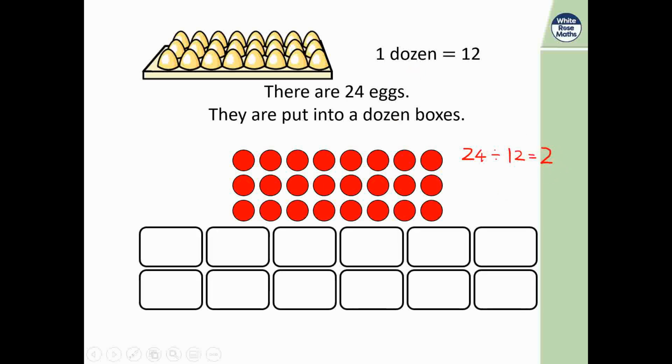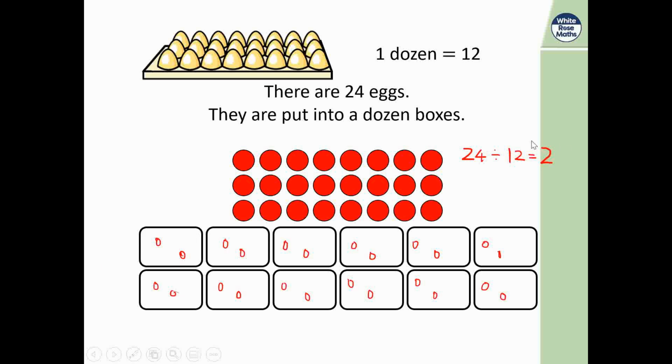Oh, there we go. And we can check by going 1, 2, these are my rubbish eggs, 3, 4, 5, 6, and so on up to 24. Okay, so they have evenly divided up the eggs into each box.